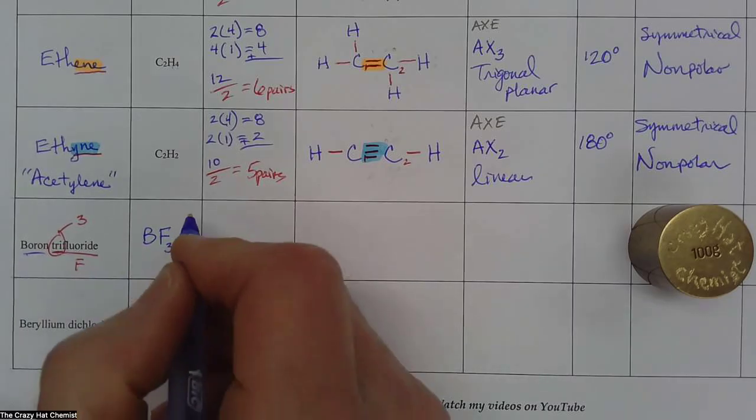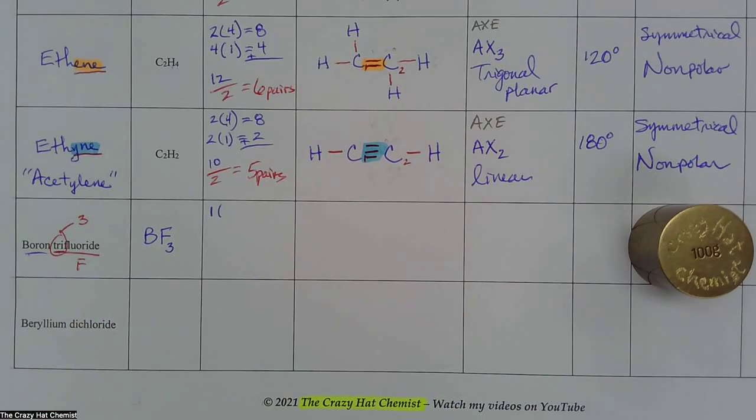So boron, there's one boron, and how many valence electrons in boron?